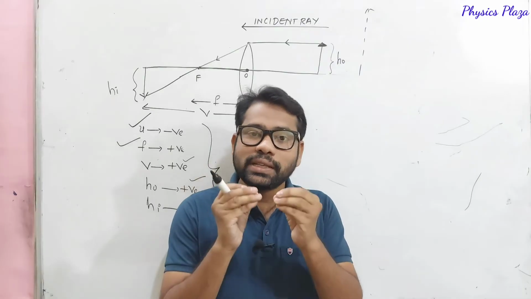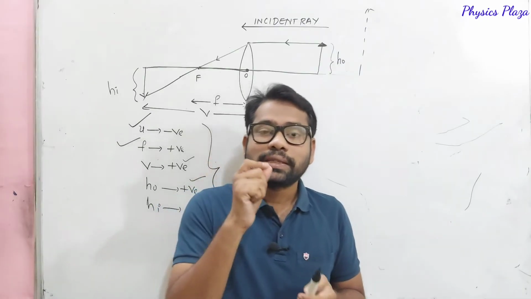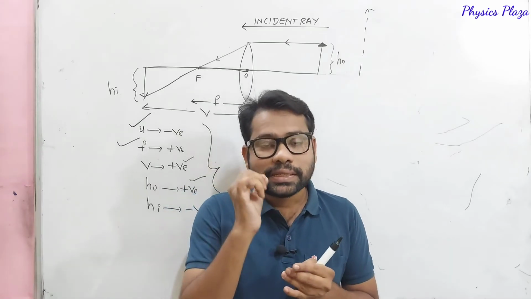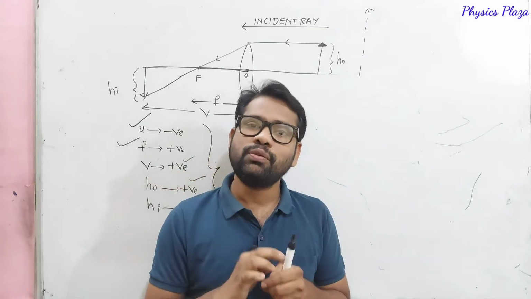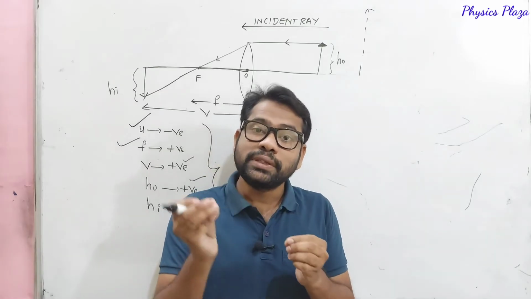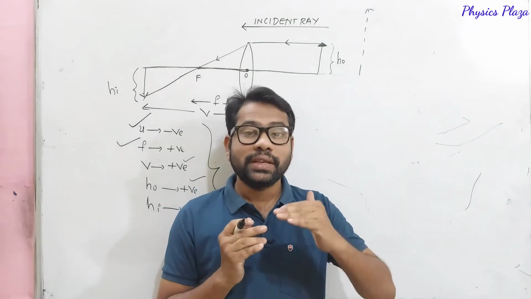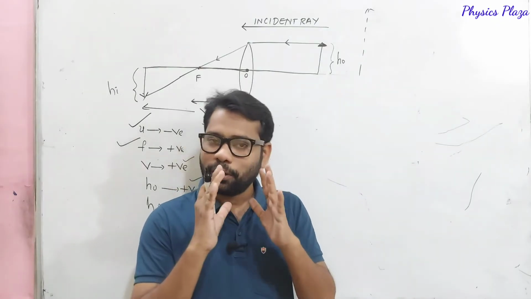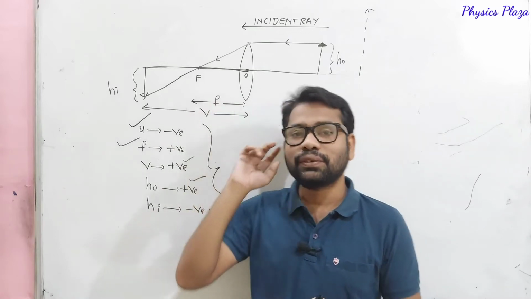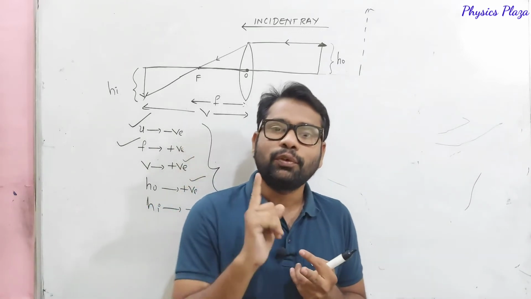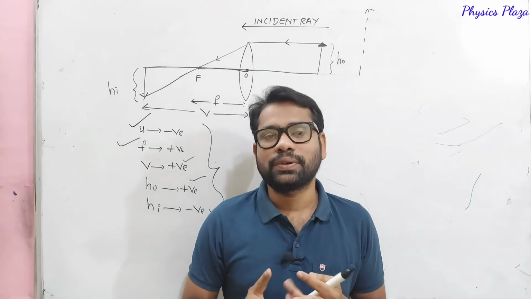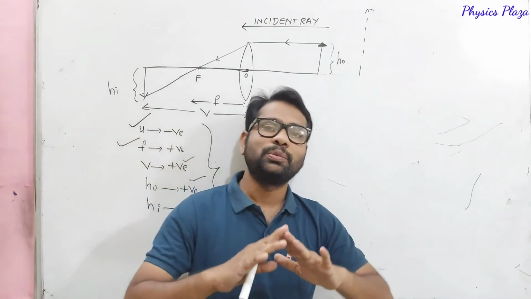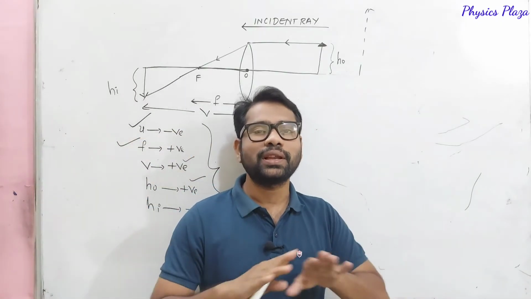According to the sign convention rules, horizontal distances are measured from the optic center. Distances measured in the direction of the incident ray are positive, and distances measured opposite to the direction of the incident ray are negative. Distances measured above the principal axis are positive and below the principal axis are negative. So children, according to the sign convention, the focal length of a convex lens is always positive and the focal length of a concave lens is always negative. These are the sign convention rules which we are going to apply to the numericals, so that we will be solving the numericals in an easy manner.